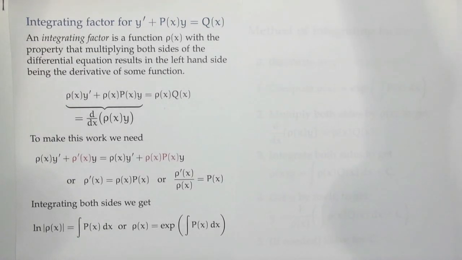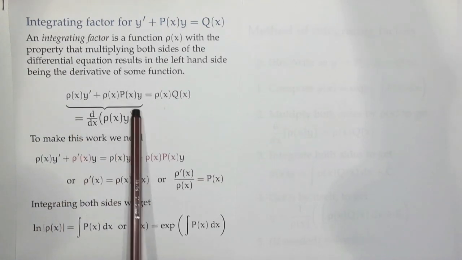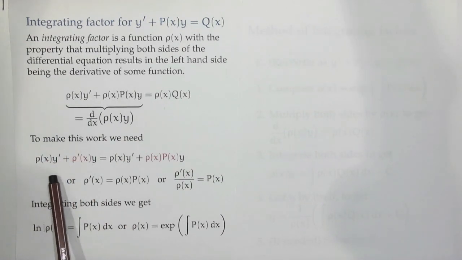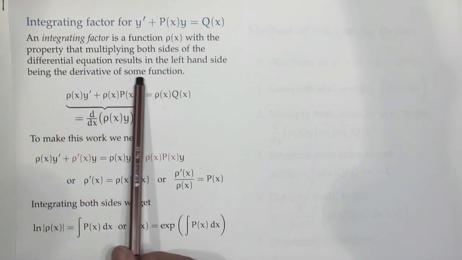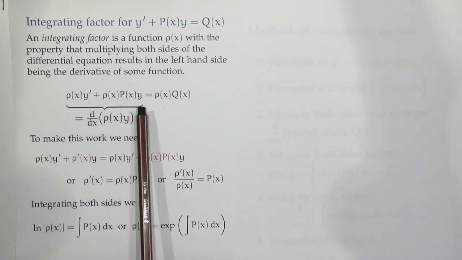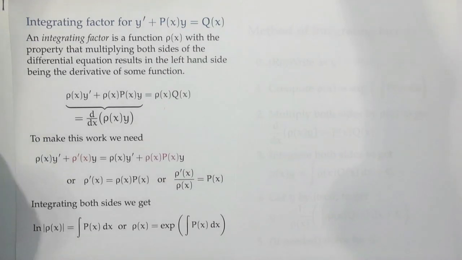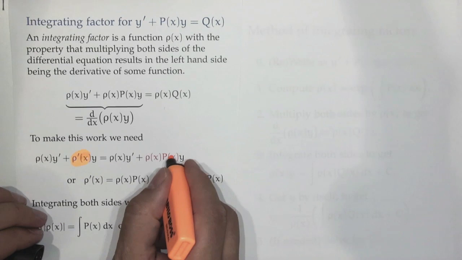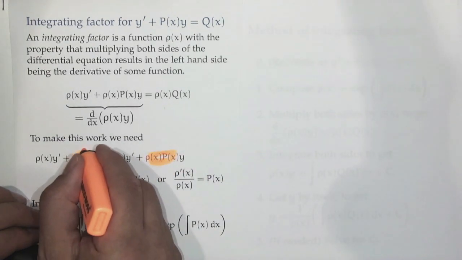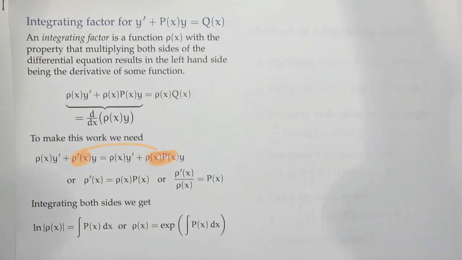We say, take the product rule. All right, the first times the derivative of the second plus the derivative of the first times the second. So that's the derivative of rho of x times y. On the other hand, in fact, this is what we have, rho of x y prime plus rho of x p of x y. And then we do the great thing which is called matching. We say, aha, we need these pieces to match. So rho prime of x needs to match up with rho of x times p of x.